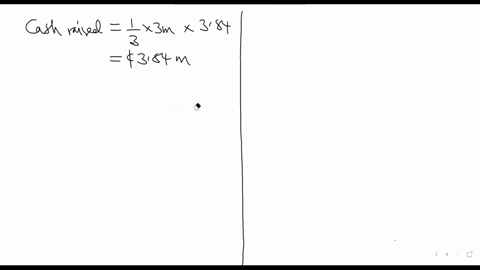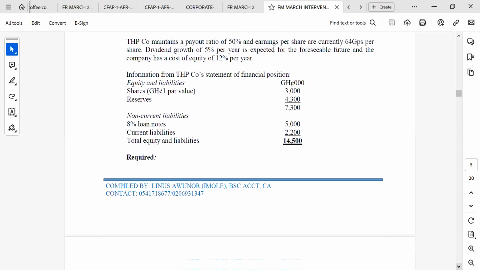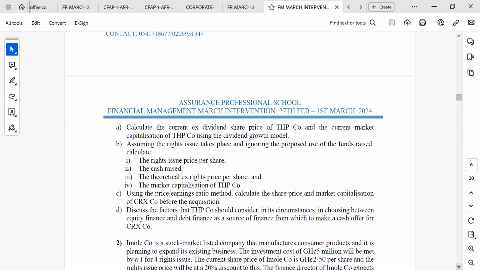But you will also not be wrong if you take the issue cost from it and state that the issue cost is paid out of the cash raised, or you are doing it net of the issue cost. That is not a problem. All right, so that is the cash raised, and let's move on to what they are saying again.